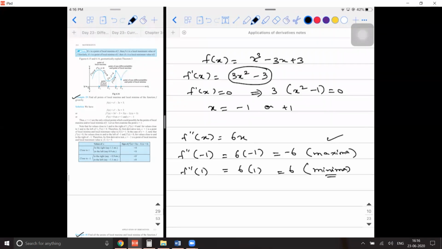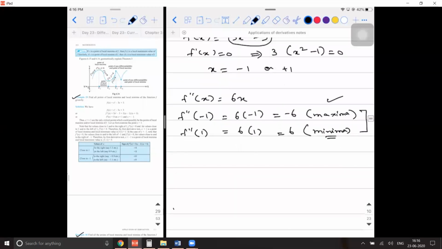See, I'm repeating it again. If in a problem it is clearly mentioned that you have to follow only the first derivative test, you have to do only using that. What you can do is use the second derivative test as rough work to verify whether what you did is right or wrong. Okay, sir. Okay.